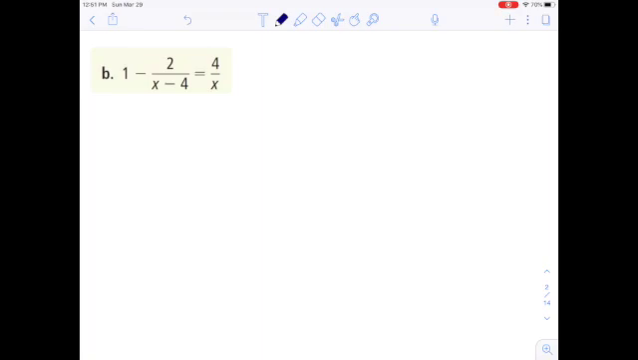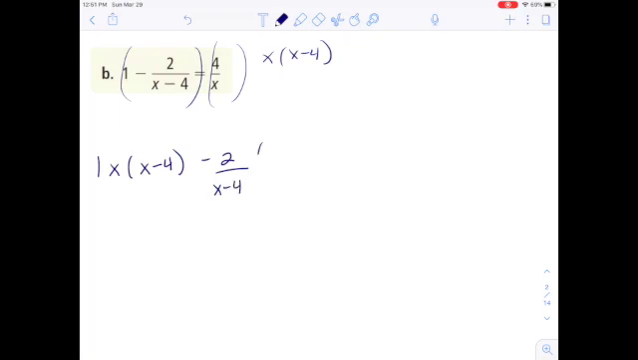For our next example, 1 minus 2 over x minus 4 equals 4 over x, we're going to take a look. What are our denominators? X minus 4 and x, so we need a common multiple between those. So we're going to take both of them, multiply them, and we're going to multiply every single term by that x times x minus 4, and your fractions will drop out. So first off, we're going to take 1 multiplied by x. Let's write it as 1 times x minus 4, minus 2 over x minus 4, and we're going to multiply that by x times x minus 4.